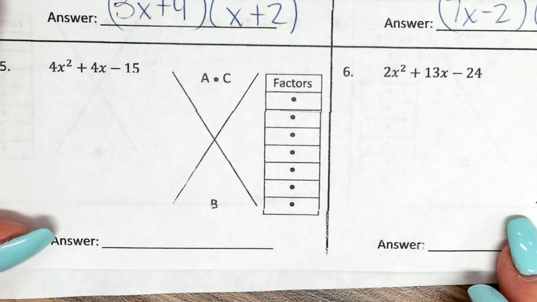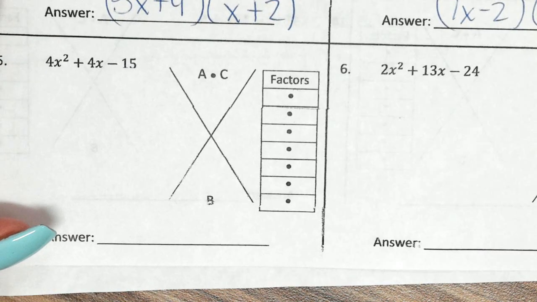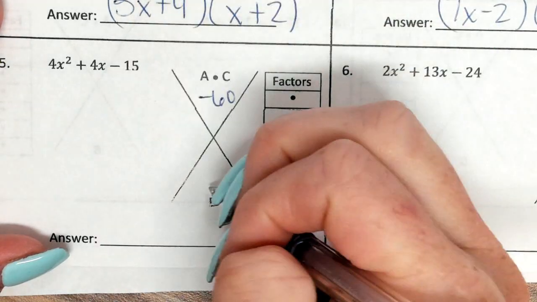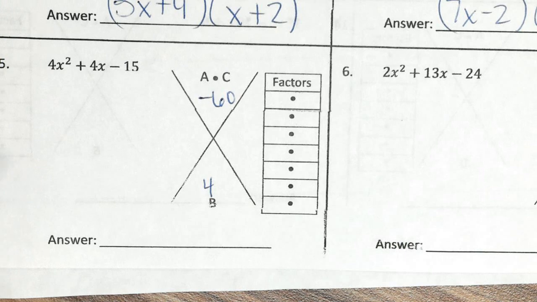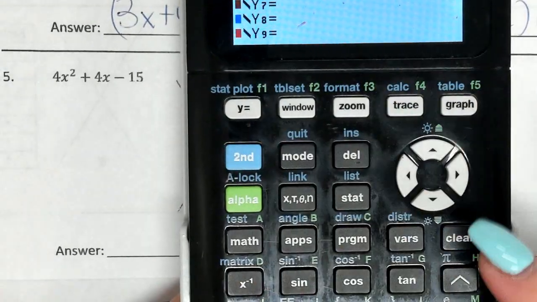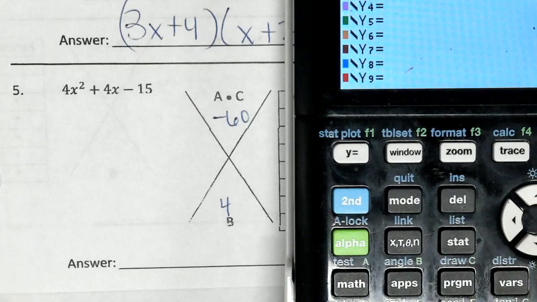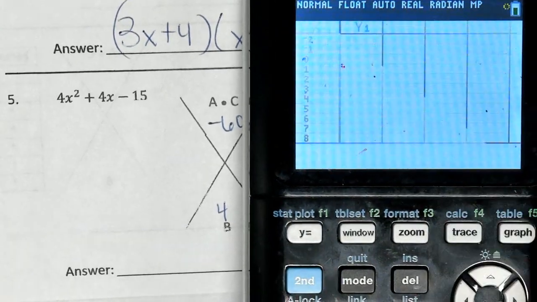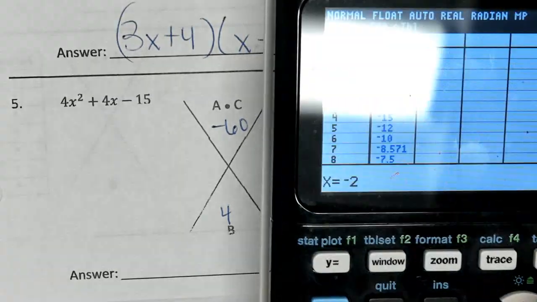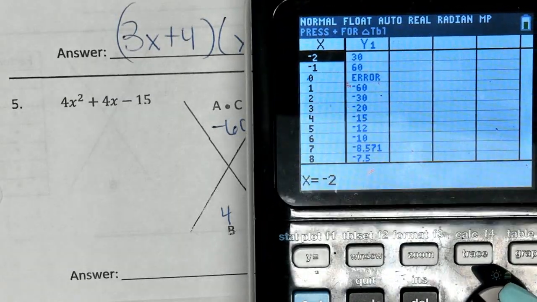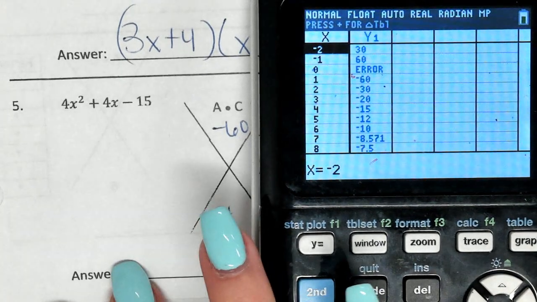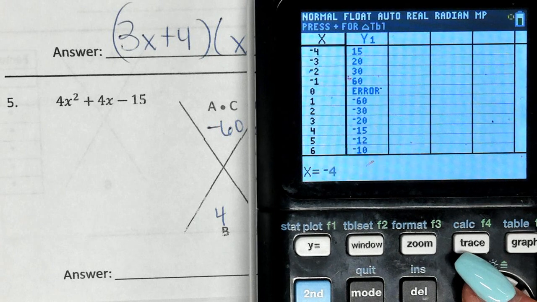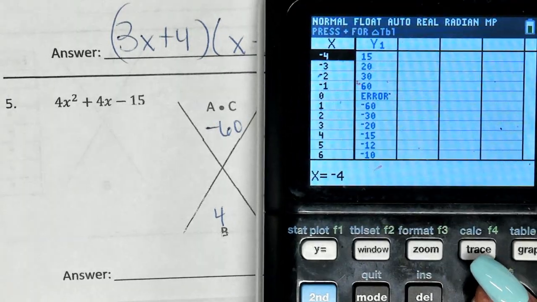All right, 4 times negative 15 is negative 60, and B is 4. If I want, I can go to my calculator to use y equals and put in negative 60 divided by x. I go to my table and I'm looking for two numbers that multiply to negative 60 and add up to equal 4. Since this last term is a negative, it's going to have to be a negative times a positive, so I'm going to go into the negatives.